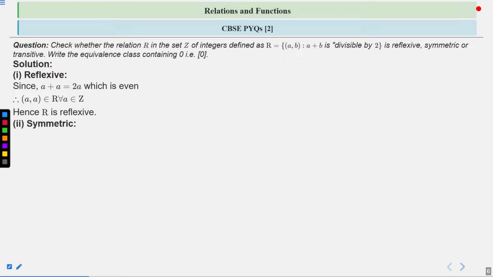Now, let us check for symmetric. What was the condition of symmetric? If (a, b) belongs to R, this implies (b, a) should belong to R, right? Clear? So if (a, b) belongs to R, then we can say that a plus b, suppose, is 2 lambda. If a plus b equals 2 lambda, then b plus a will also be equal to 2 lambda, right? Therefore, (b, a) belongs to R. Hence, R is symmetric, right? So R is reflexive and R is symmetric also, right?